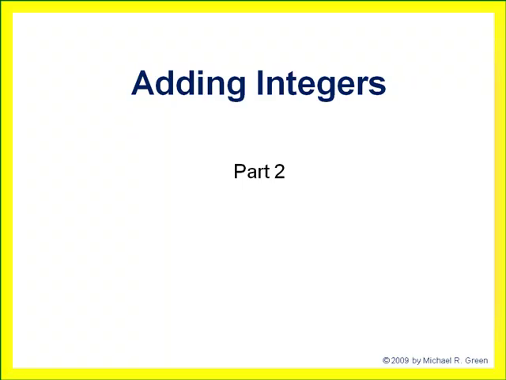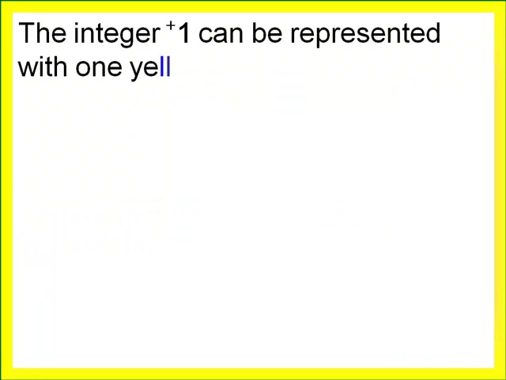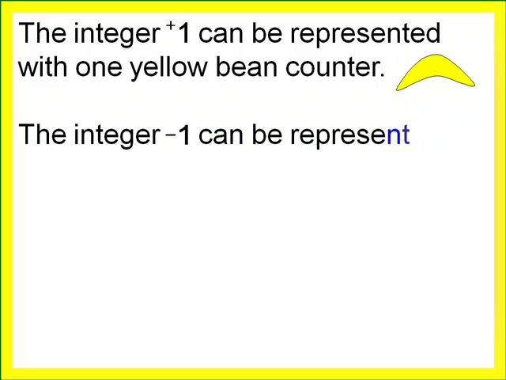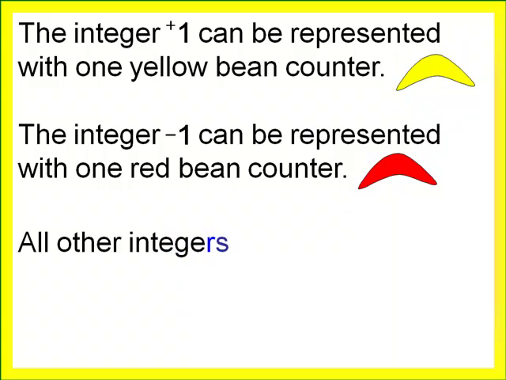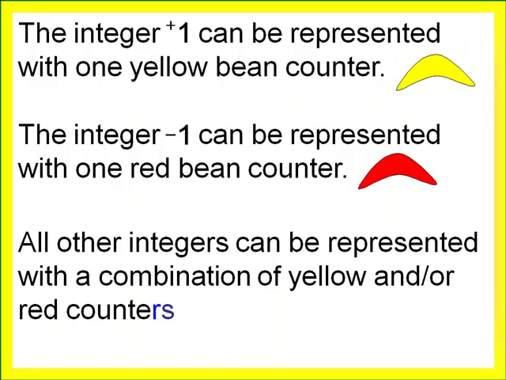Adding integers, part 2. The objectives of this video are to represent integers using the bean counters and to use the bean counters to develop rules for adding integers. As a reminder, the integer positive 1 can be represented using one yellow bean counter, and the integer negative 1 can be represented using one red counter. All of the other integers can be represented by some combination of yellow and/or red bean counters.